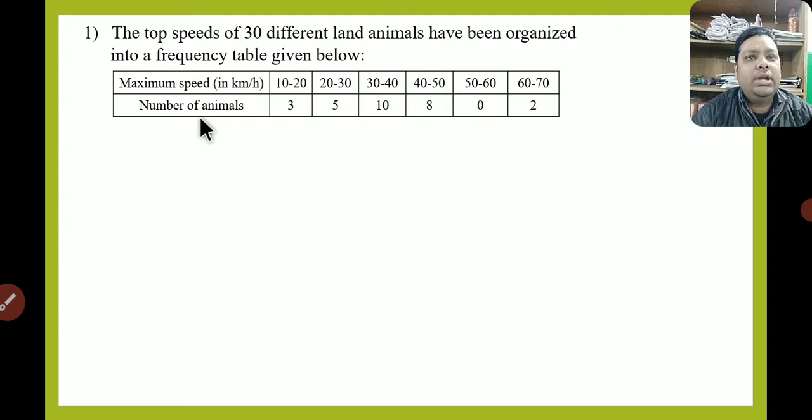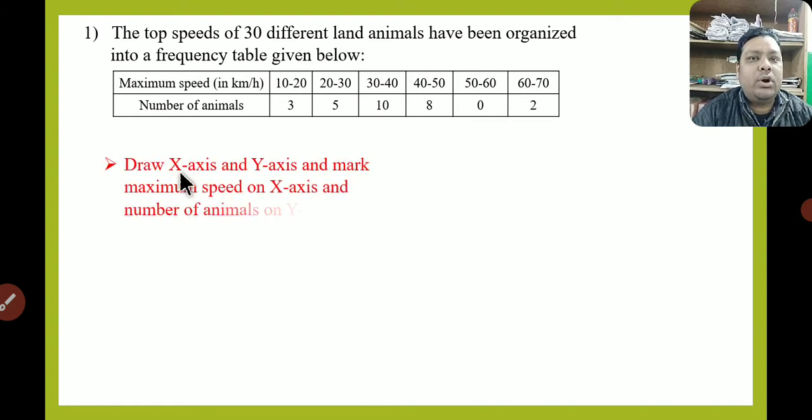Now, in the number of animals, it means only 3 animals have a speed between 10 to 20 km per hour, 5 animals have a speed of 20 to 30 km per hour, and so on. Now we have to use this data to draw the histogram. First, we will draw the x-axis and y-axis, and mark maximum speed on the x-axis and the number of animals on the y-axis.